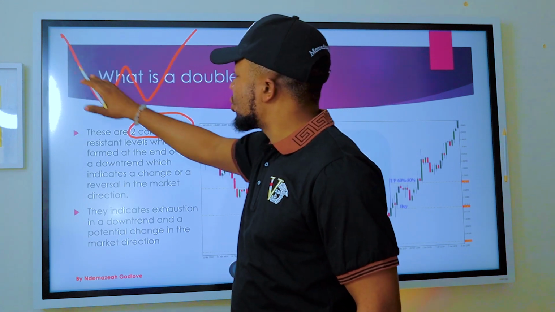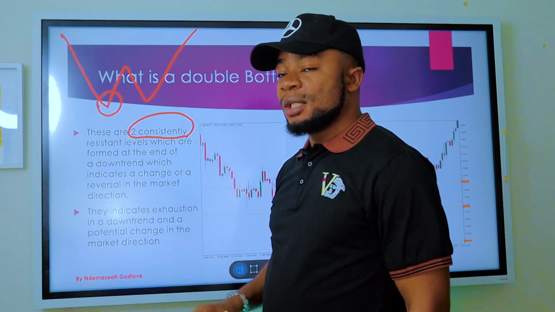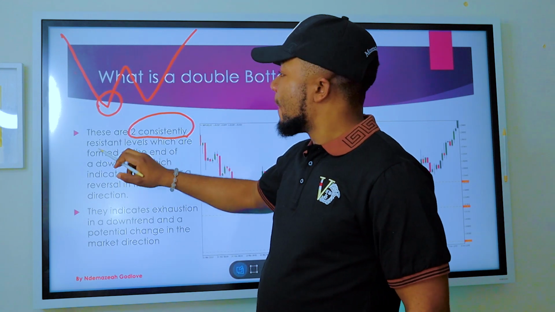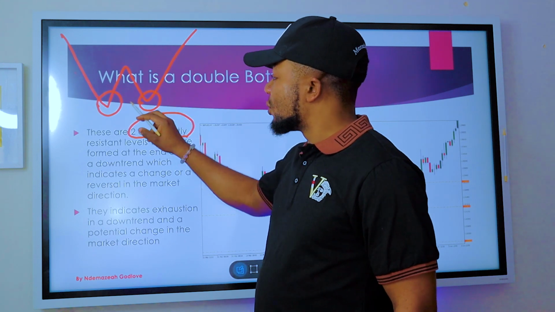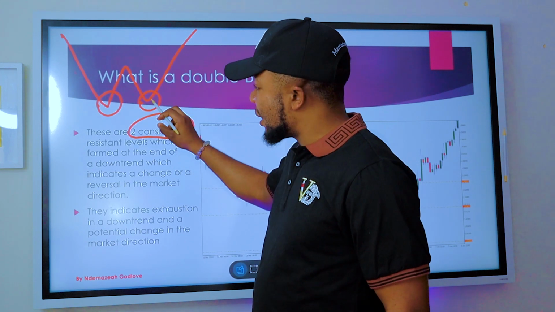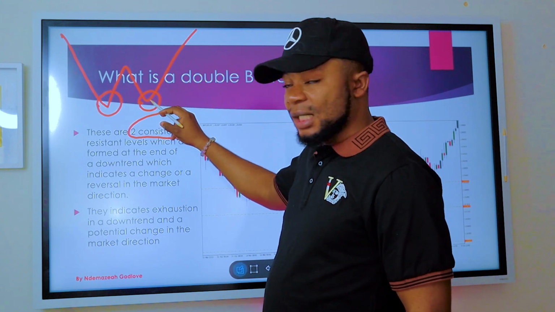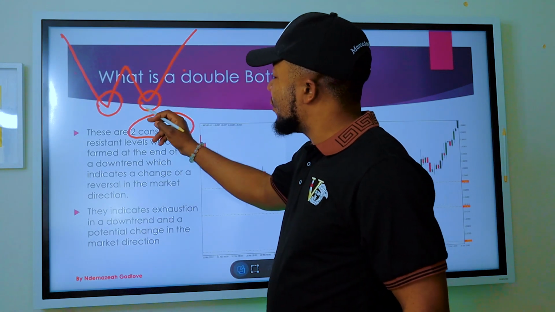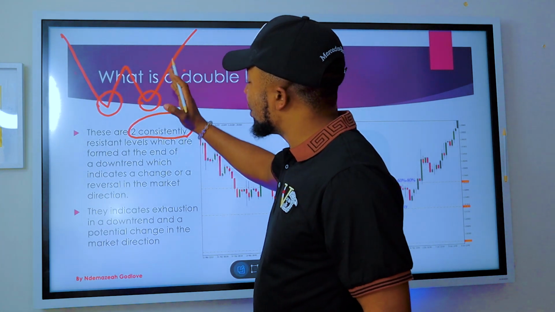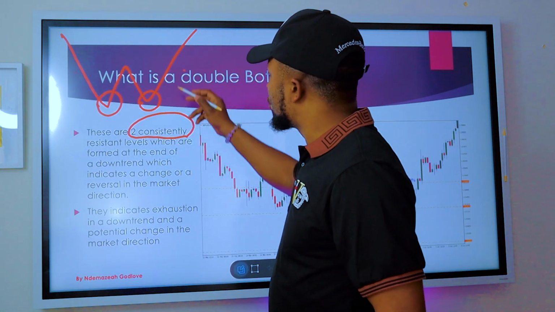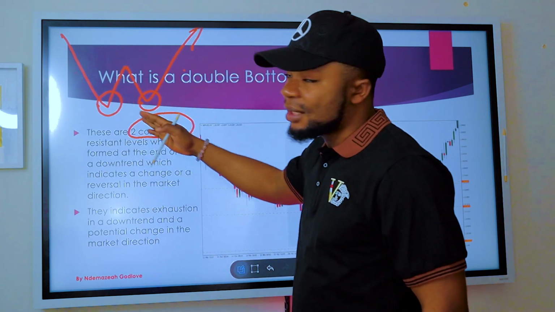Anytime you see a structure forming like this, the market comes to this level and forms this first bottom. It goes up again, comes back, doesn't break that level, and forms another one. When it got there, the sellers were still in control, but the buyers won the battle at this particular level. The buying pressure was more powerful than the selling pressure, so the market took another turn and changed direction.